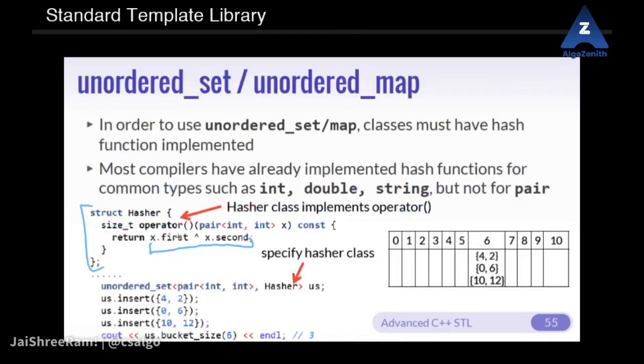But note that this hash function needs to be very good, or else a lot of different values can map to the same particular index, and that will actually make the time complexity worse.